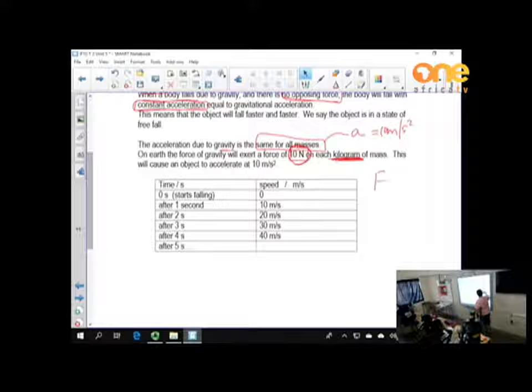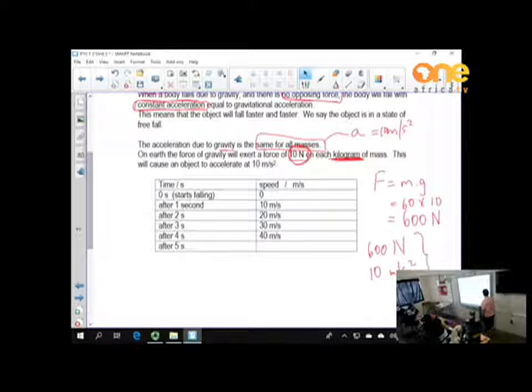We said force is m times g. So if your mass was 60 kilogram and gravitational acceleration is 10, your weight would be 600 Newton. So if you have a 600 Newton force, and we say that the acceleration is 10 meters per second squared, what is the mass? Just convert the formula.